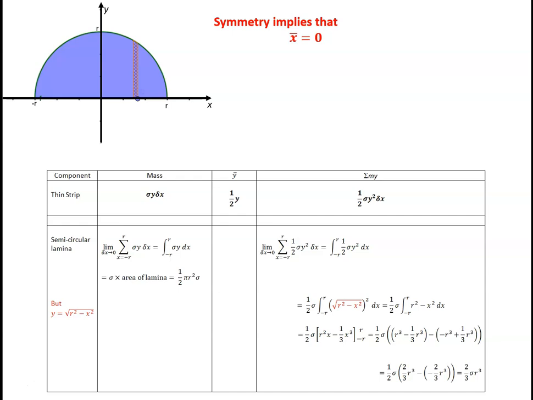So I can now say that y bar for the semicircular lamina is the sum of the my's for the semicircular lamina divided by the mass of the semicircular lamina. We've shown that the sum of the my's is 2/3 sigma r cubed. We've shown that the mass is a half sigma pi r squared. So what I'm ending up with is that the centre of mass for the semicircular lamina has y bar equal to 4r divided by 3 pi.